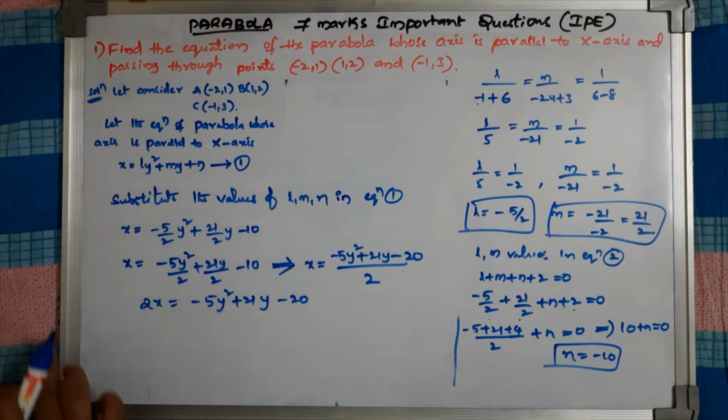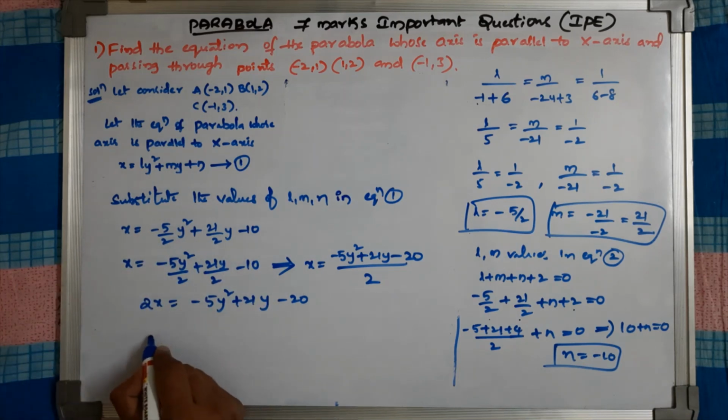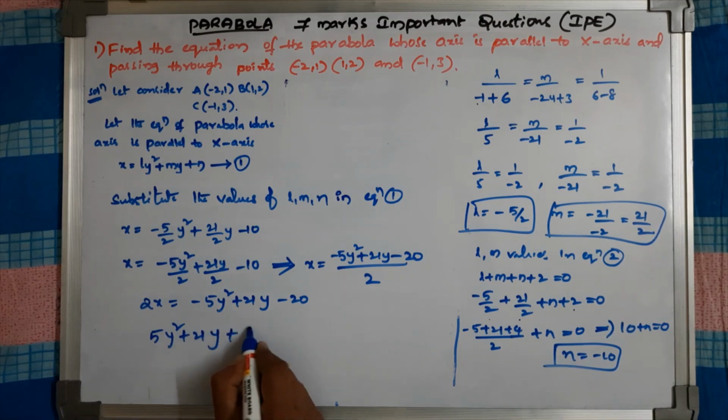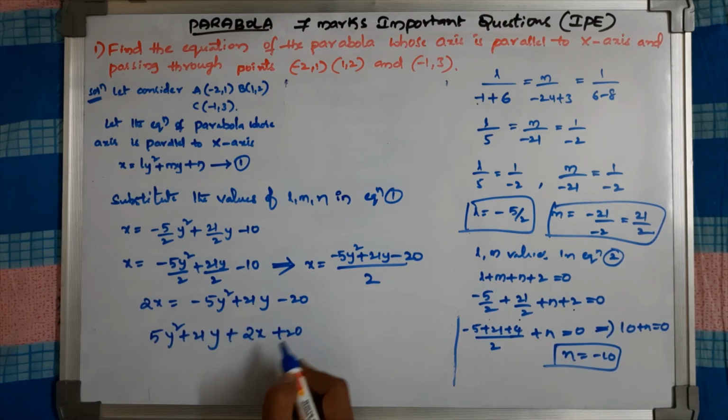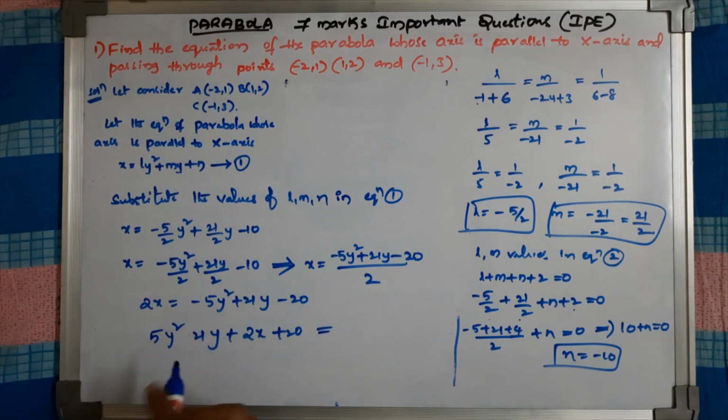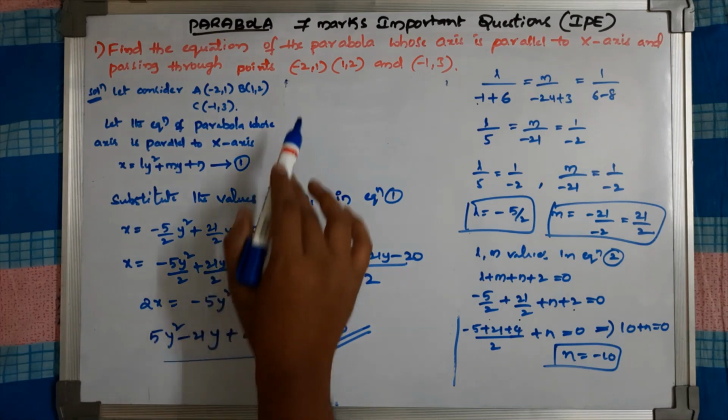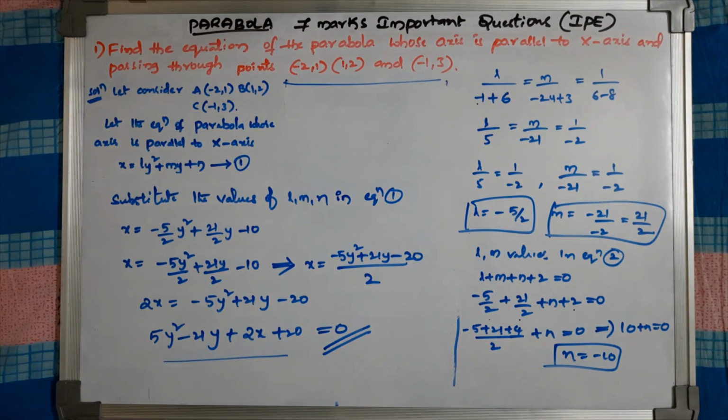Take all these terms to this side, so that you get 5y square minus 21y plus 2x plus 20 is equal to 0. This is the required equation, that is the equation of the parabola whose axis is parallel to x-axis and passing through these 3 points. This is a very important question for 7 marks.